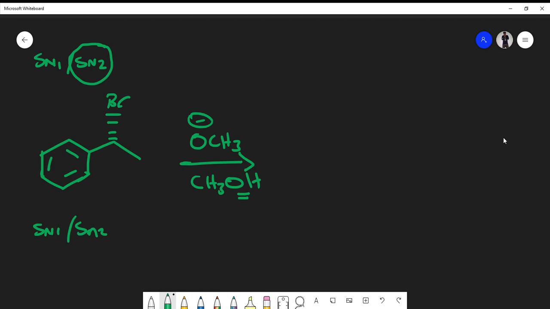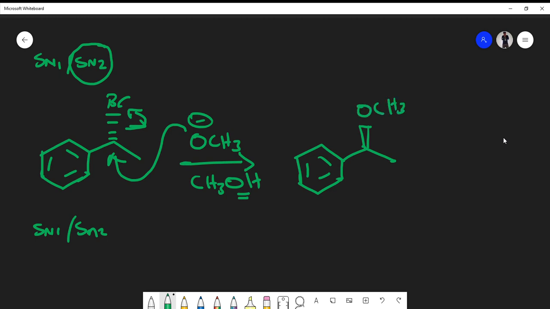So this happens all in one step, a concerted reaction. We kick off the bromine, and so we get the product as being this. Now I want you to notice something here. We said that this was essentially SN2. Notice the stereochemistry changed.